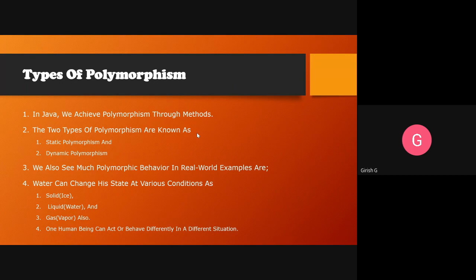Now in Java, we achieve polymorphism through methods. There are two types of polymorphism: static polymorphism and dynamic polymorphism.